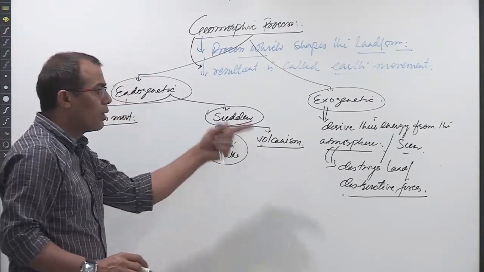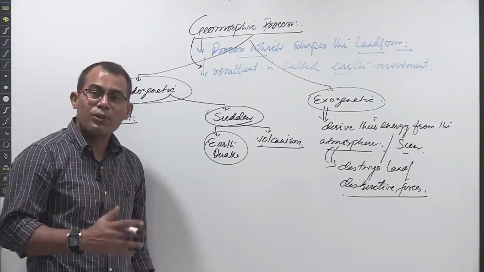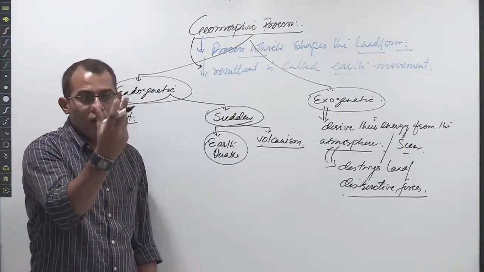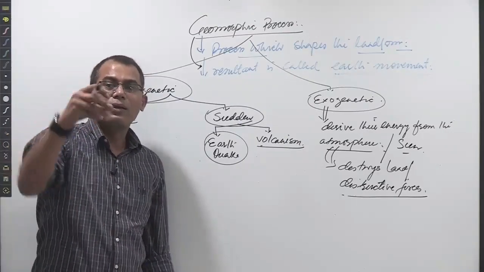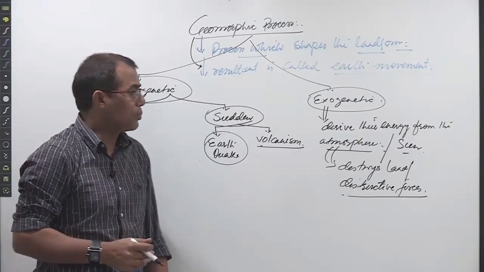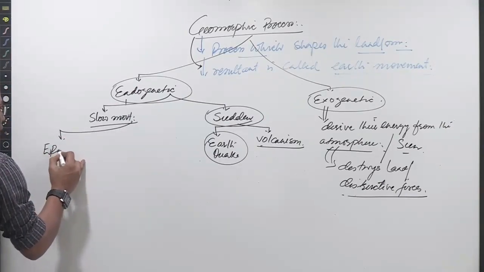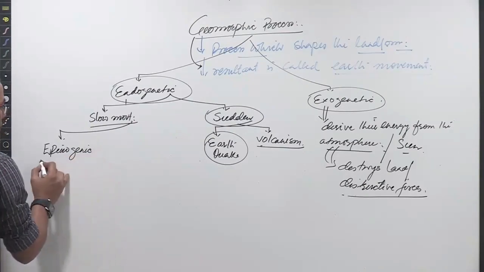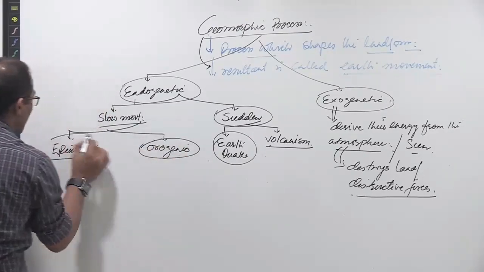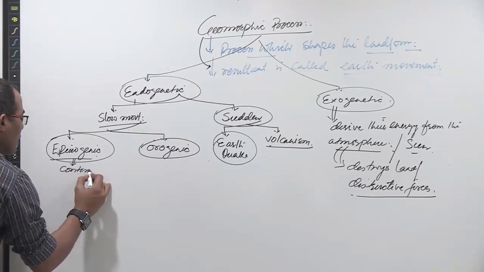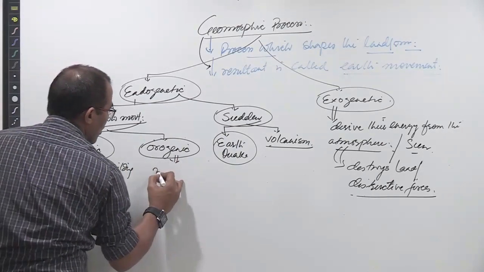What is the difference in term volcano and volcanism? Volcanism is a process and volcano is the opening. Volcano is the mouth through which the magma comes out, especially in the case of central eruption. So that is earthquake and volcanism. Among the slow movement we have epeirogenic and orogenic. Epeirogenic means continent building. Orogenic means mountain building.